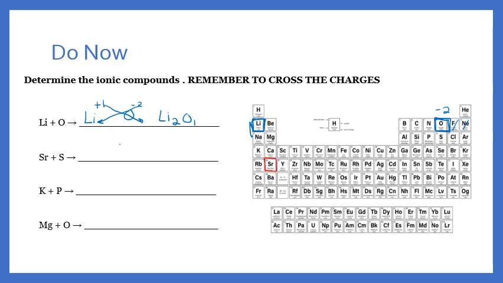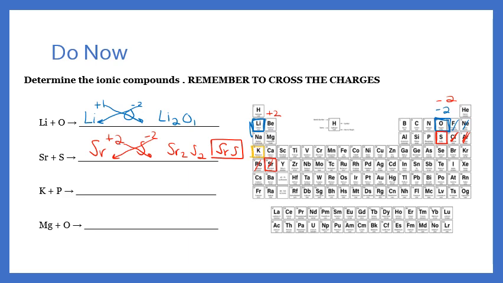All right, let's do Sr, strontium and sulfur. Strontium takes a +2 charge. And sulfur, just like oxygen, takes that -2 charge because it needs 2 electrons to make that full octet. So we're going to crisscross. So we should have Sr2 and S2, which we can condense to just SrS, because the 2's will cancel each other out. All right, let's do the next one.